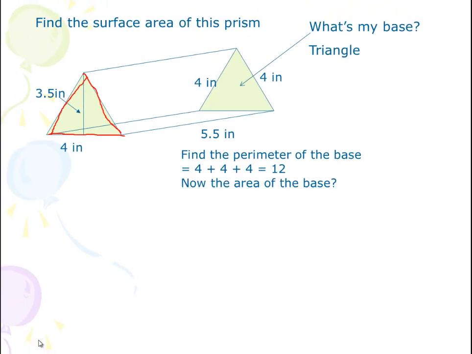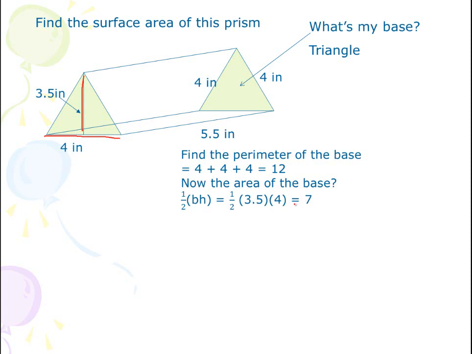Now, what's the area of the base? This is a little bit different because this is the base and this is the height. So it's 1/2 the base times the height, which is 4, and the base, which is 3.5. So 4 times 3.5 would be 14. A half of that would be 7.